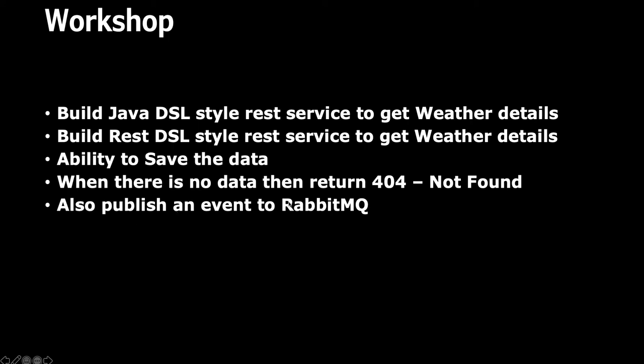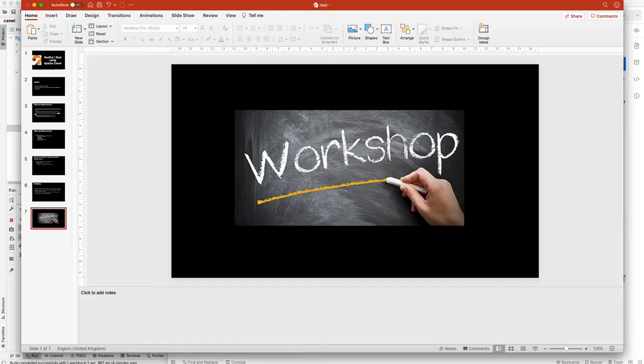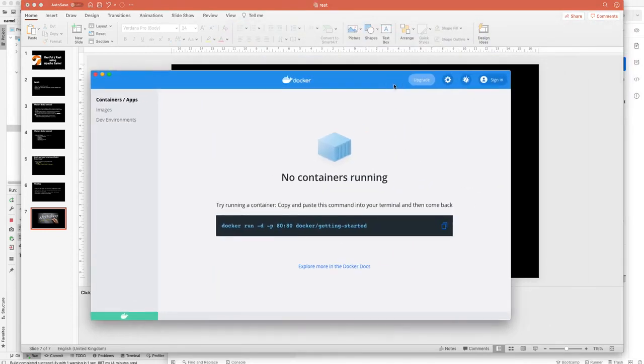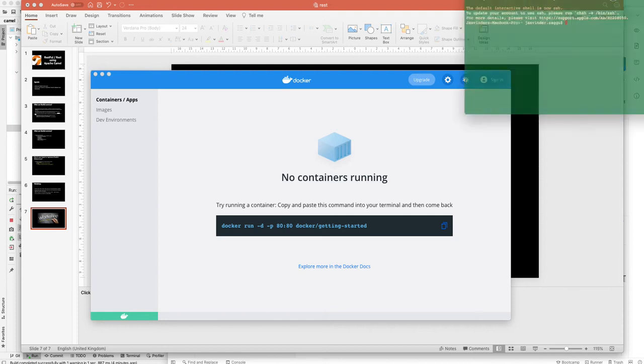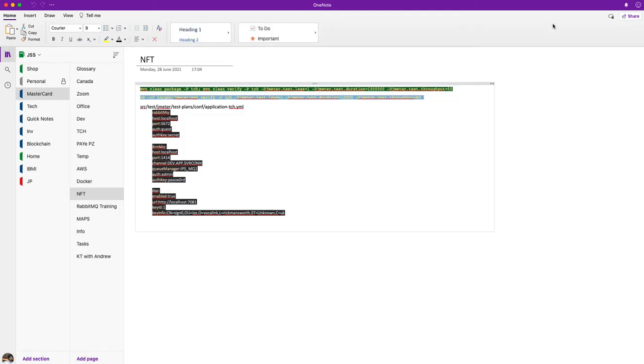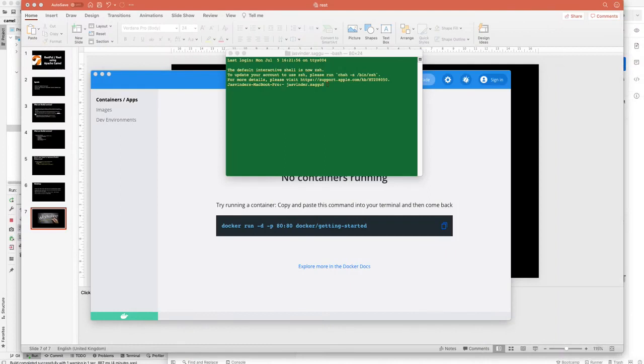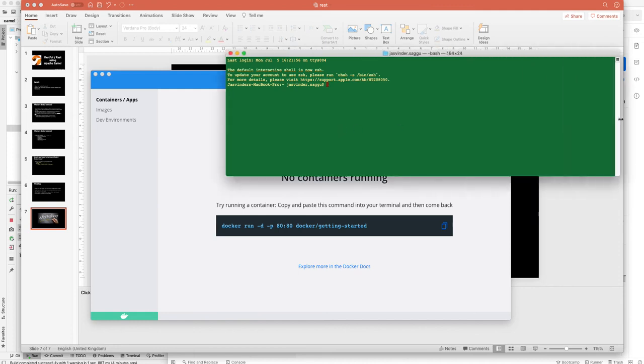Also publish an event to RabbitMQ. How hard can that be? Let's do that. So I have my Docker over here, but I don't have RabbitMQ running. So let's first try to run our RabbitMQ. I'm going to bring a console over here and go to my cheat sheet, because I have that thing over here. I have downloaded the RabbitMQ image already. I'm just going to start it like this.